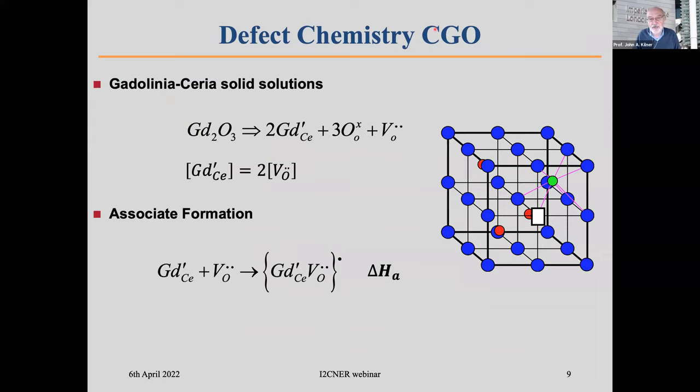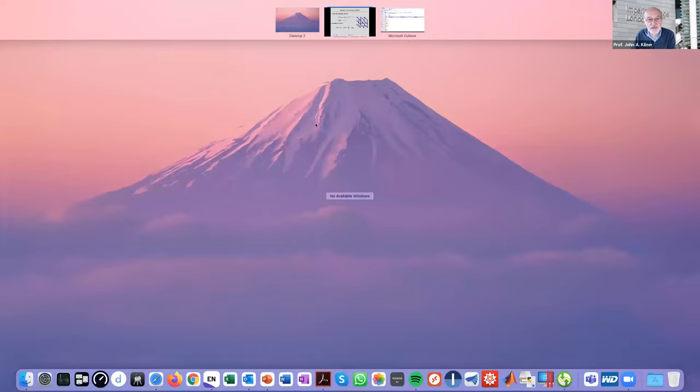So let's look at the defect chemistry in ceria gadolinia. As we add gadolinia as a substitutional into ceria, we produce these substitutional cations, which are effectively negatively charged, oxygen, of course, on the oxygen sublattice, and a vacancy. For each two gadolinias, we get one vacancy. And here's the electron neutrality condition. But it was realized early on that these two are oppositely charged. The substitute and the oxygen vacancy have opposite effective charges.